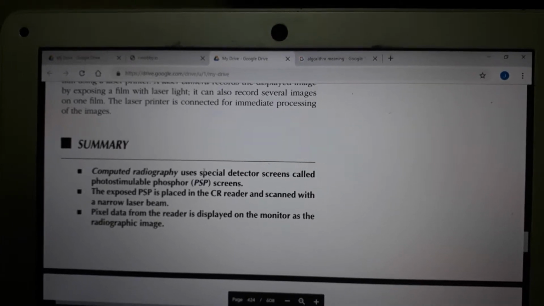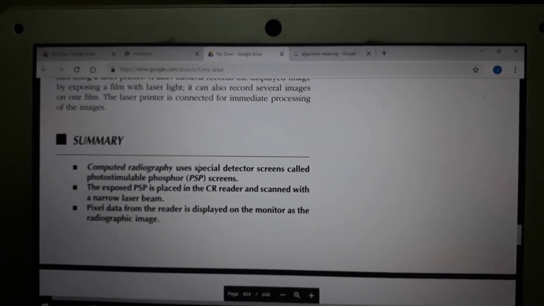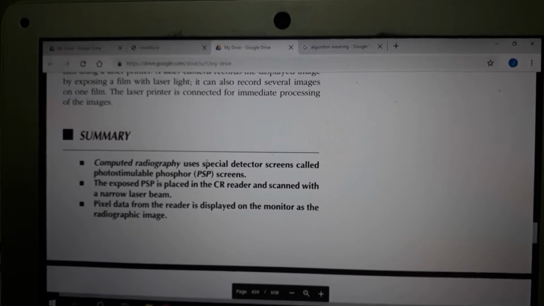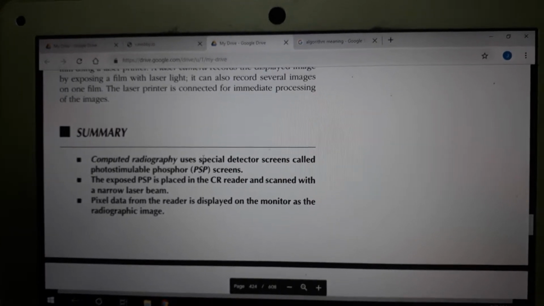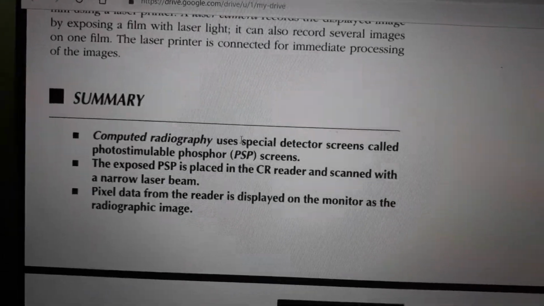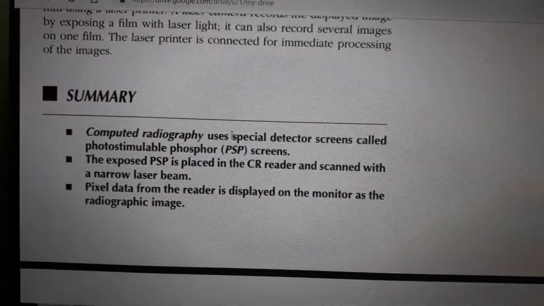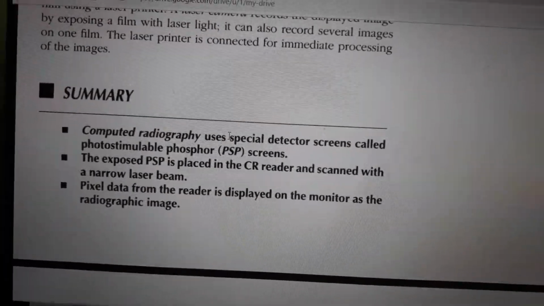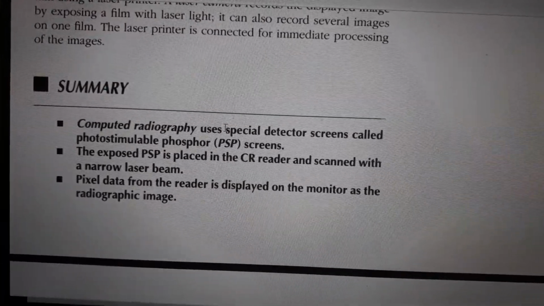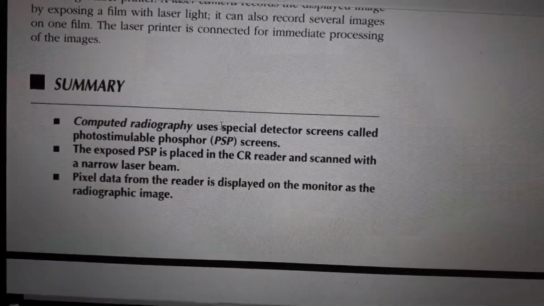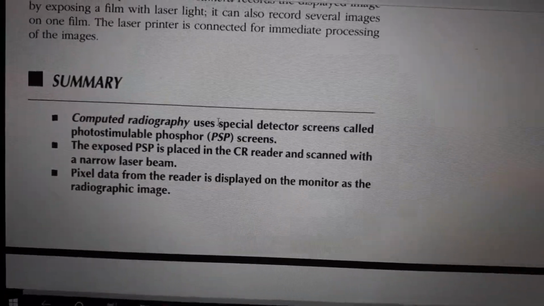Summary: computer radiography uses special detector screens called photostimulable phosphor, PSP screens. The exposed PSP is placed in the CR reader and scanned with a narrow laser beam. Pixel data from the reader is displayed on the monitor as the radiographic image.